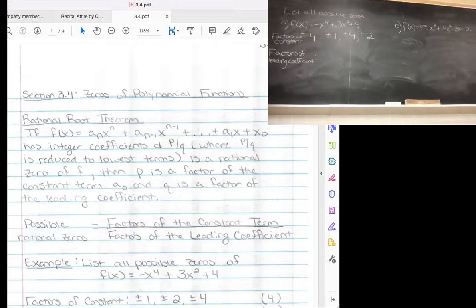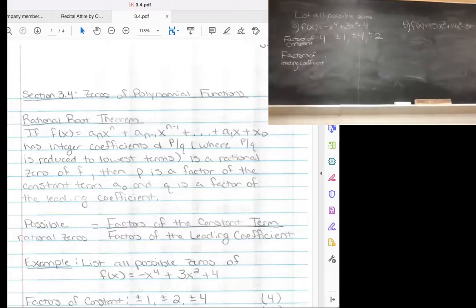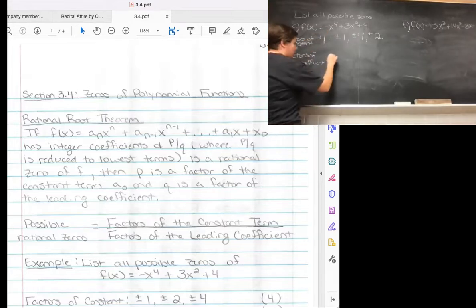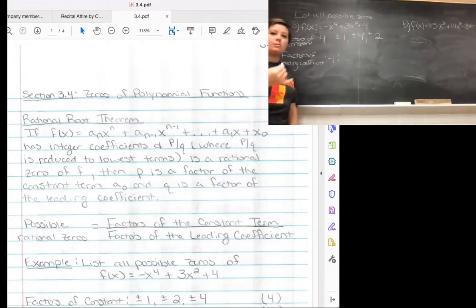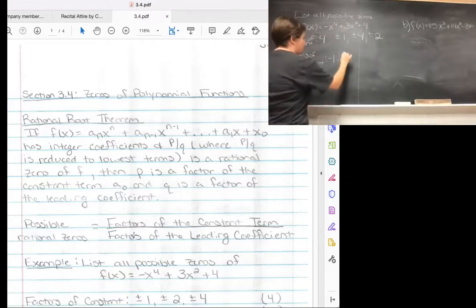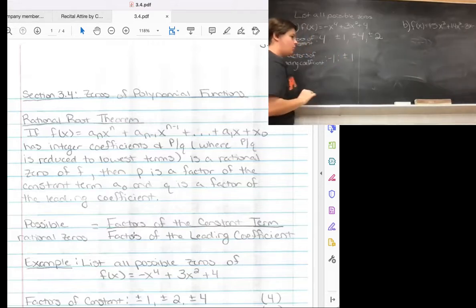So what is the leading coefficient? Well, the leading coefficient is the number that is in front of the variable with the biggest exponent. In this case, our biggest exponent is x to the 4th. So the coefficient out front of that is a negative, which means our leading coefficient is -1. So what times what gives us -1? Well, it's a positive 1 times a -1. So it's just plus or minus 1.